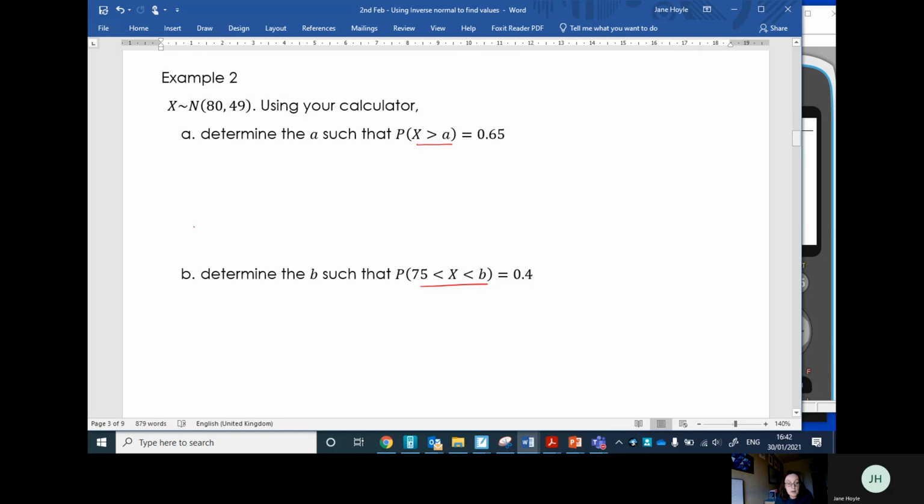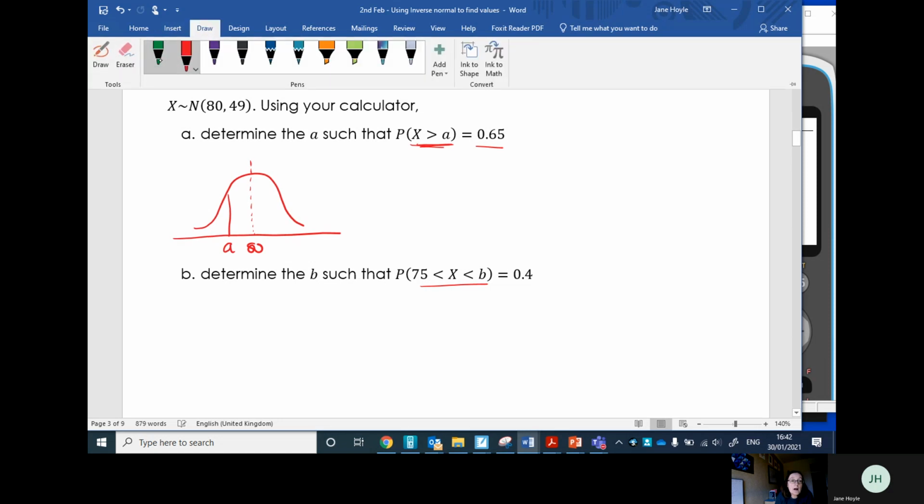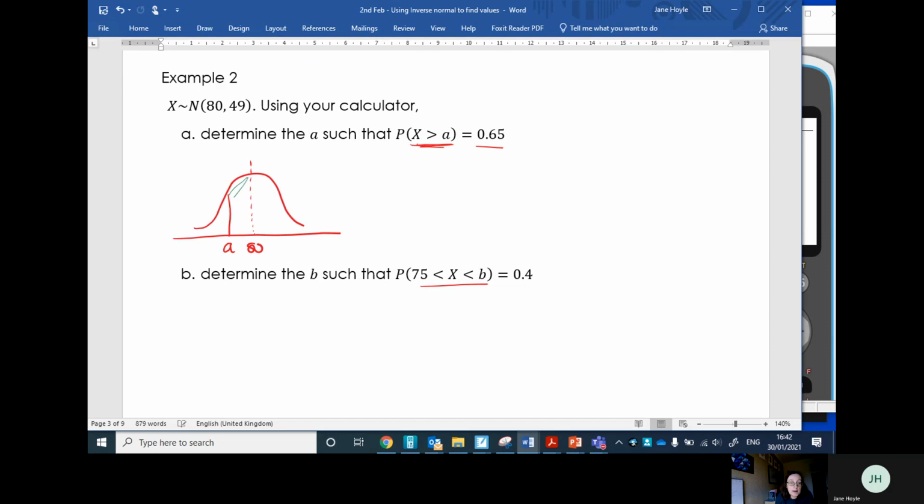Well, first thing, every single time I'm going to draw the graph. There's an approximation of the curve, looks different every time, doesn't matter. This is just to illustrate and help me to figure out what is going on. So there is my mean of 80. Look at the probability that x is greater than my value. I want it to be 0.65. So it means that A's got to be the left-hand side of the mean, so that when I'm finding my area, I can think about that area there as 0.65.